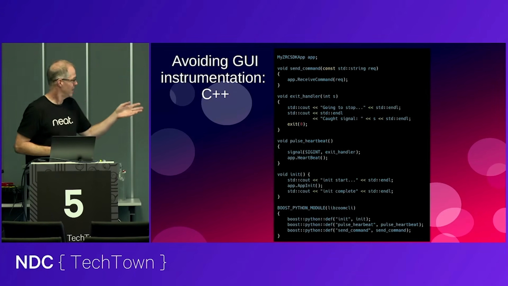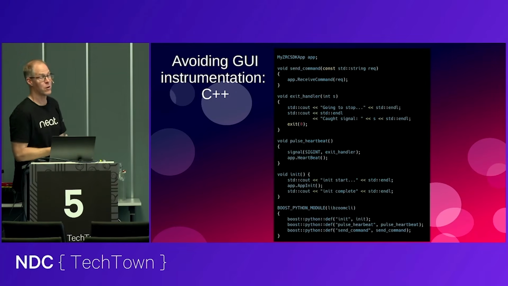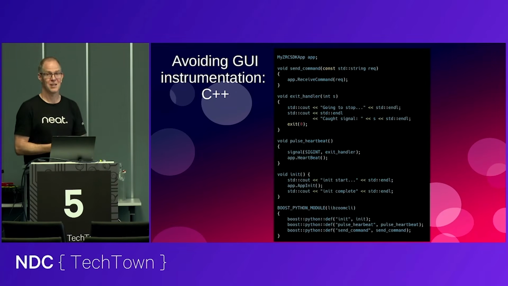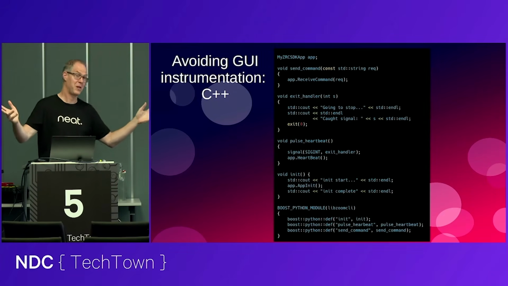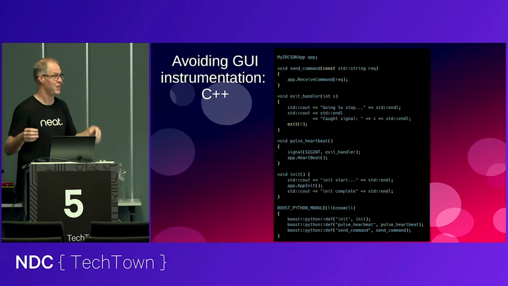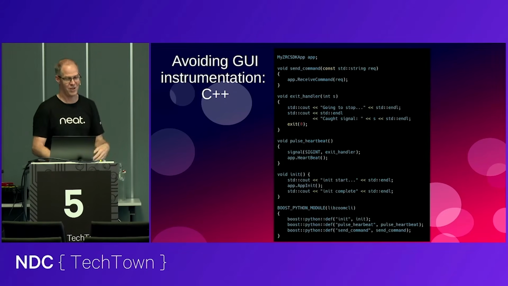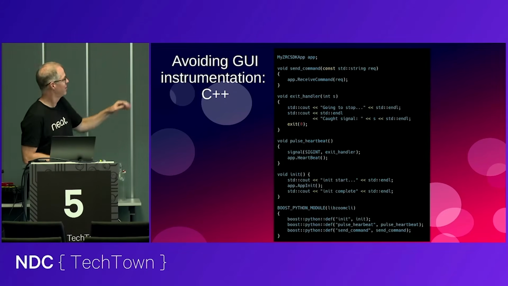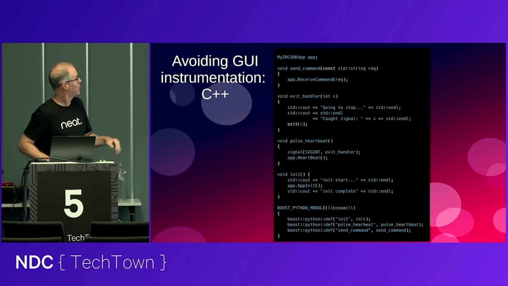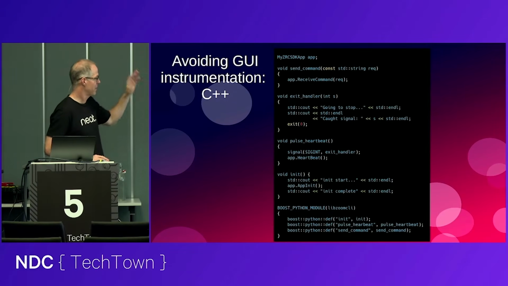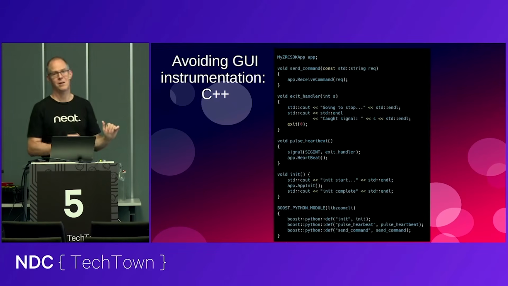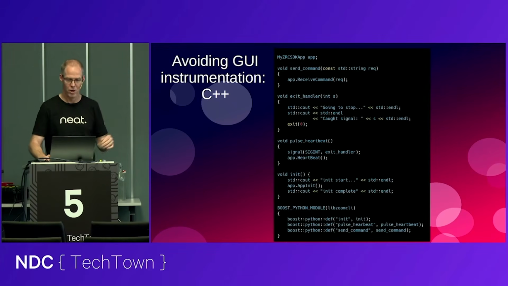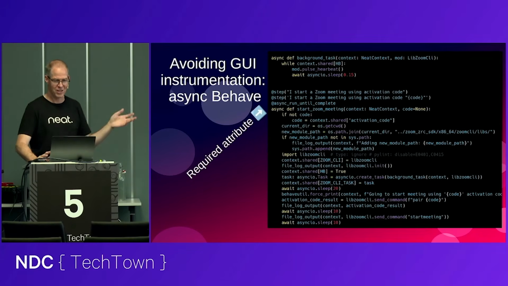I had to create a wrapper for the C++ because Python speaks C natively, but it doesn't speak C++ natively. So I just used Boost. I exposed three methods to C. One was init, where I set some stuff up. Then pulse heartbeat, to bang away at that heartbeat, and then send command, where I can send different commands, and we'll look at which commands.